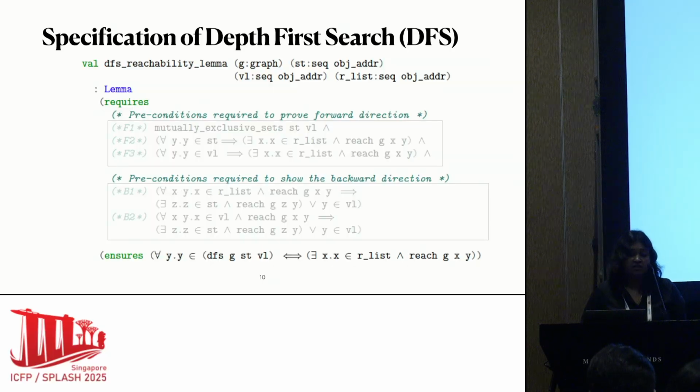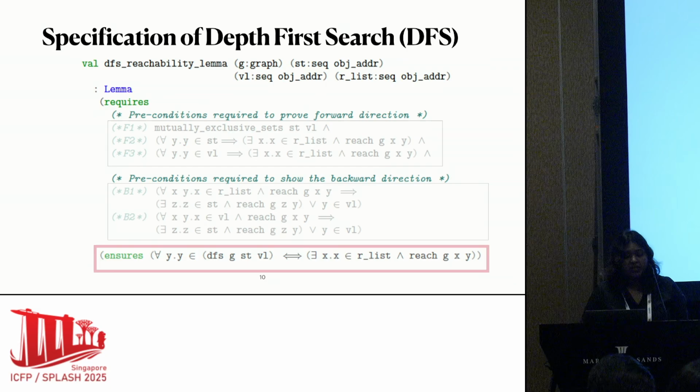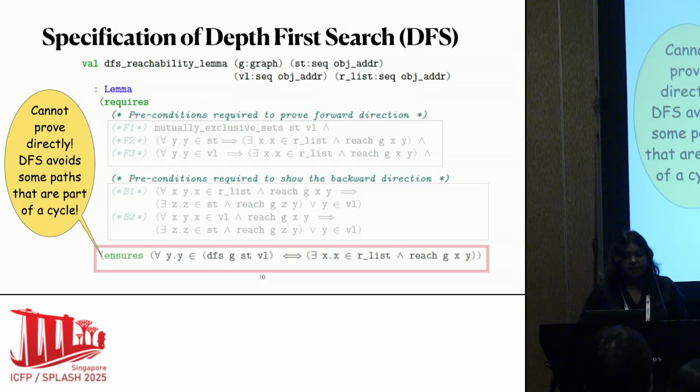So this statement is not that easy to prove in F star because it runs on an SMT solver. So we need more preconditions to prove that. Why? Mainly because DFS avoids certain paths which are part of the cycle. It avoids certain paths, so it's hard for the SMT solver to prove that it actually preserves reachability.